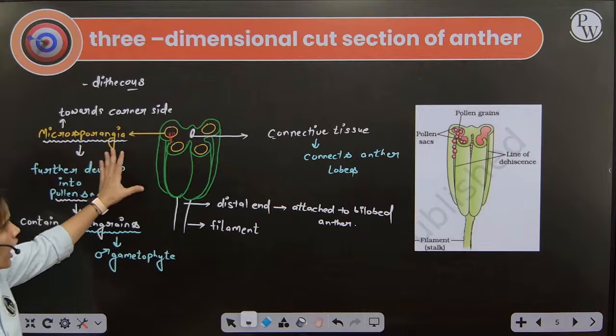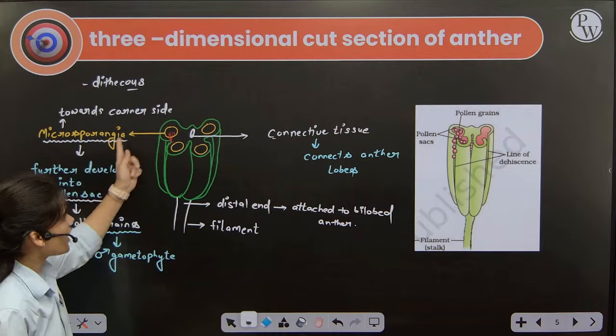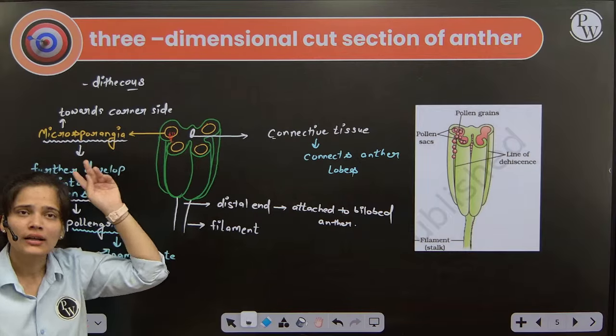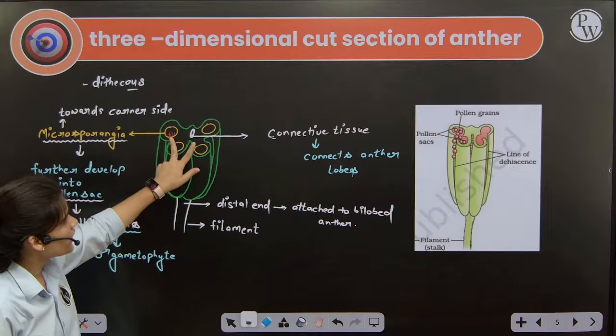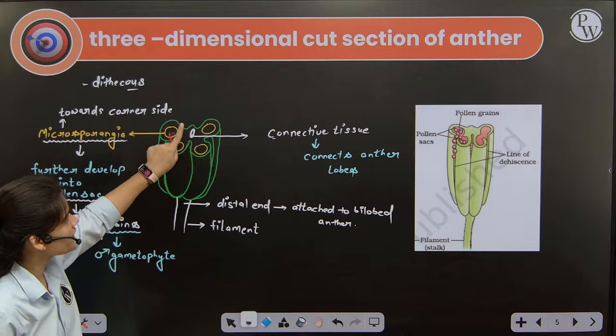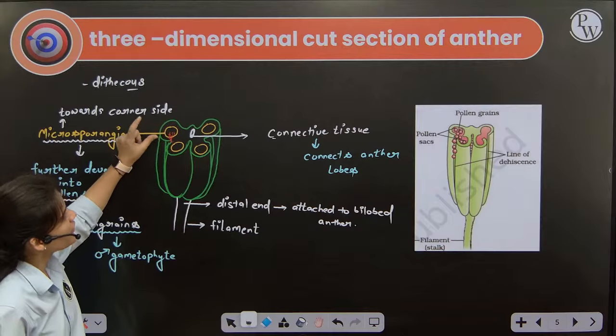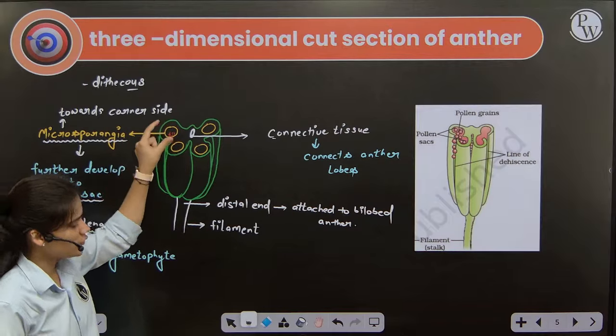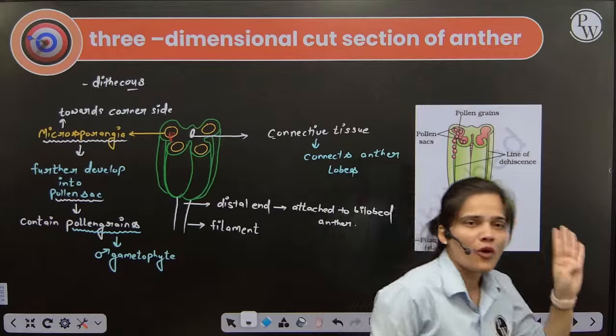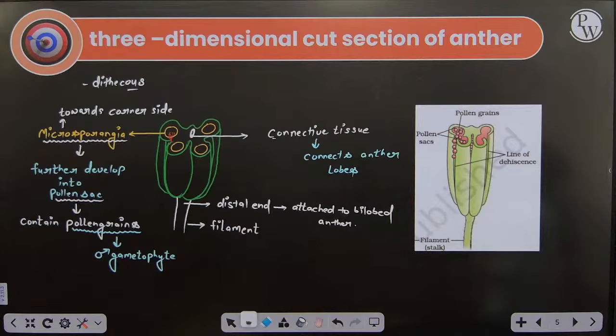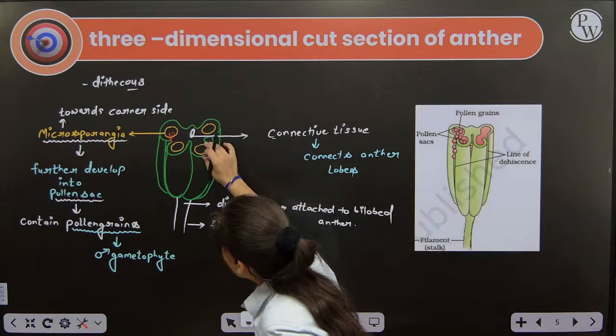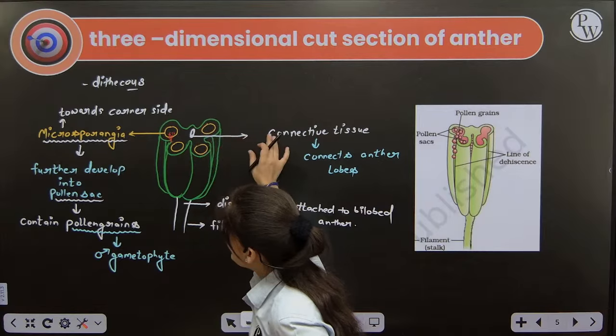So total how many microsporangia are present in one anther? One anther is having two lobes. Inside each lobe there are two microsporangia. So two lobes having four microsporangia. Two lobes are connected together with the help of connective tissue.